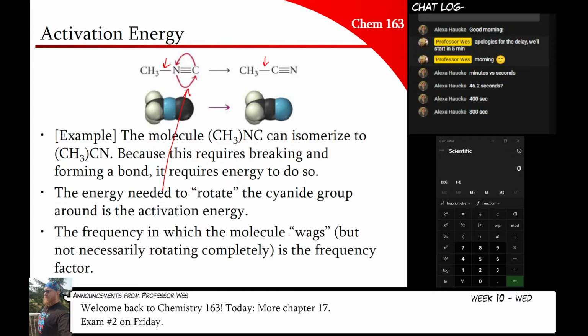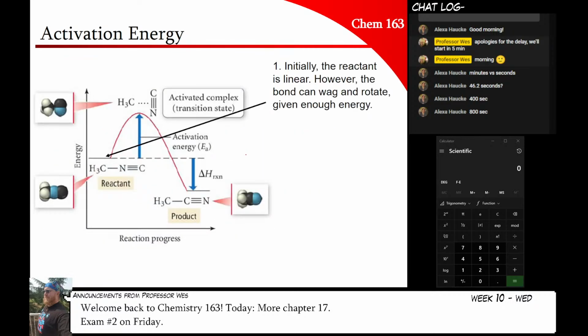And so if we put the activation energy on our energy diagram, we can see this. Now, in terms of the Arrhenius equation, where does the frequency factor come in? The frequency factor is going to be how often the molecule will vibrate on its own such that it can actually rotate all the way, or how many collisions can occur at a given temperature that will result in this happening. It's a combination of those things.